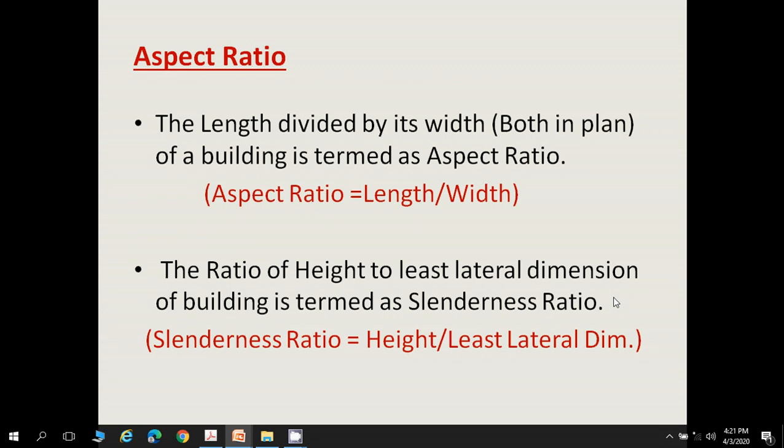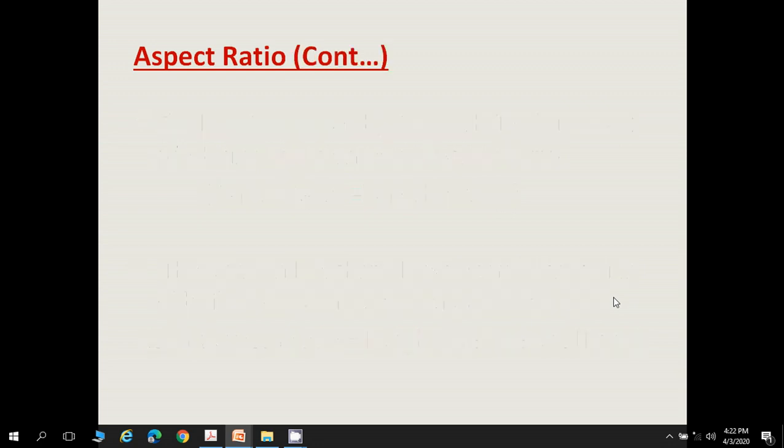Here is another term, the slenderness ratio. The ratio of height to least lateral dimension of a building is termed the slenderness ratio. So what is meant by least lateral dimension? When the building is in plan, its smallest dimension is called the least lateral dimension, that is, the width.